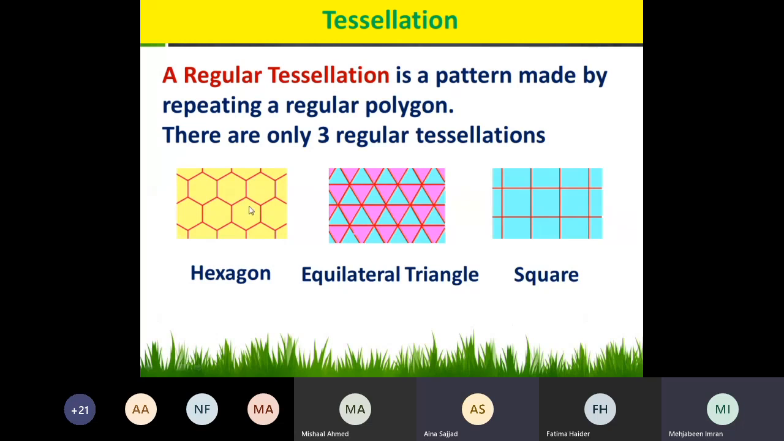and they are leaving no gap in between. All are equilateral triangles, blue and pink, but they are leaving no gaps in between. Square, leaving no gap. These are the regular tessellations because each is made by only one regular polygon. Only these three regular polygons can make the regular tessellations. You have to remember their names.